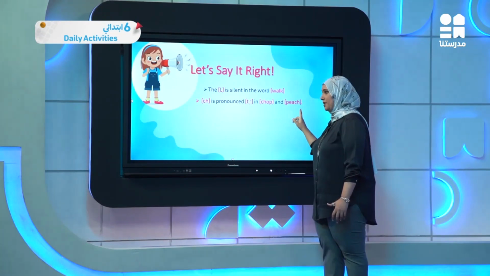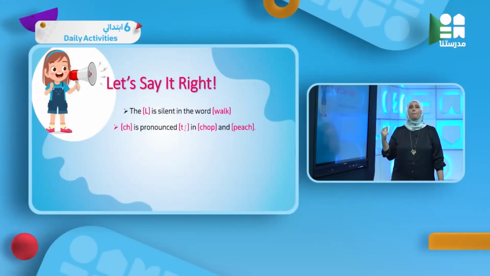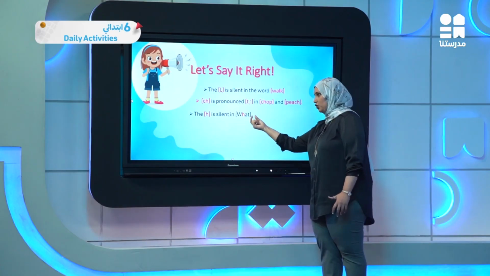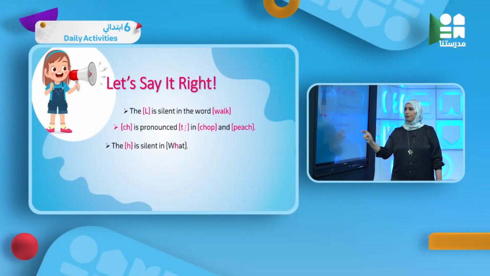CH is pronounced ch in chop and peach. لما بقول chop peach ch. The H is silent in what. لما بقول what I don't say what. I don't pronounce the H. مش بنطق ال H. بقول what.